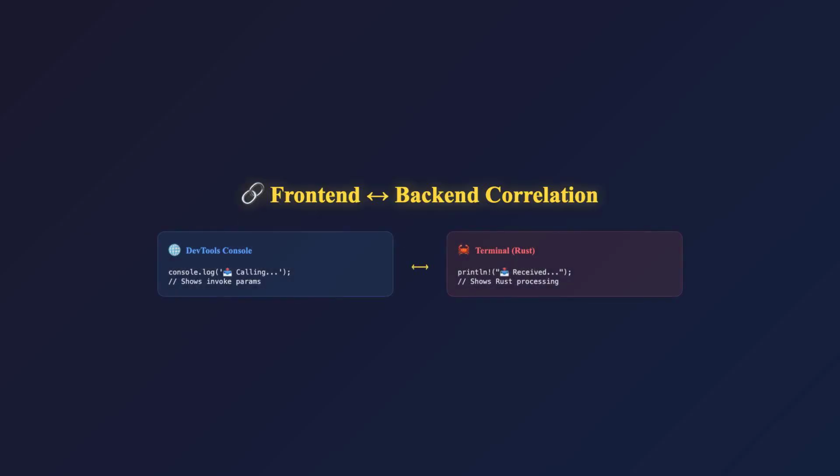The key is having both consoles visible at the same time. The front-end DevTools shows what's being sent. The backend terminal shows what's being received and processed.